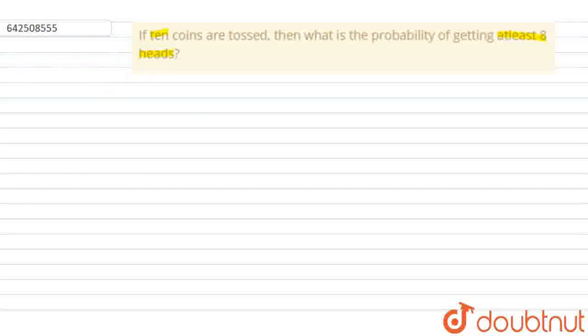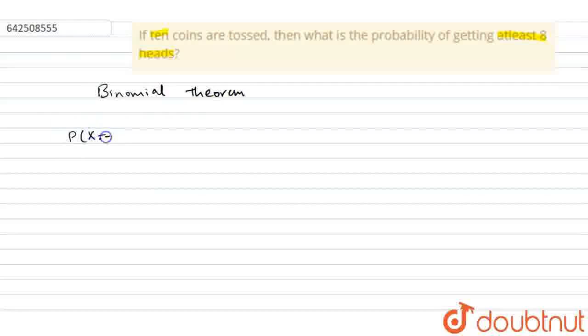Now in this sum, since we want to find the probability of getting at least 8 heads when 10 coins are tossed, the best way to approach this sum would be using the binomial theorem. So using the binomial theorem formula we can do this sum. Now what does our binomial theorem formula state?